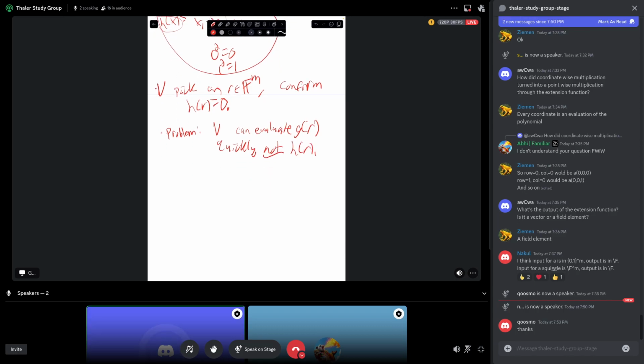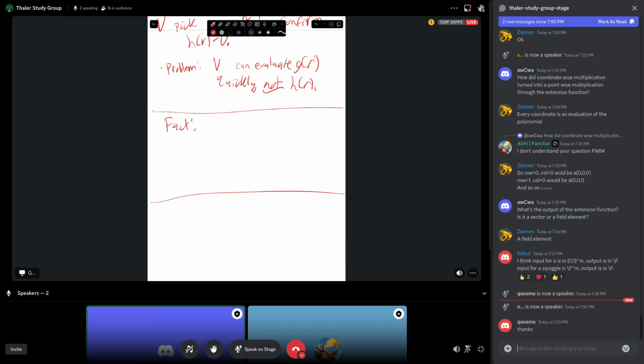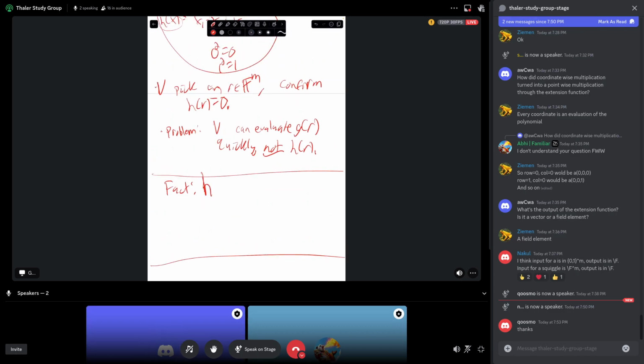Okay, so how do we address that problem? So this is the actual protocol. This is the final fact we need, and then I'll give you the protocol. The fact is that h of r can be written as a very nice expression of evaluations of g. So h of r is equal to the sum over all x in {0,1}^m of this equality function, I'll tell you what that is in a second, of x comma r times g of x.